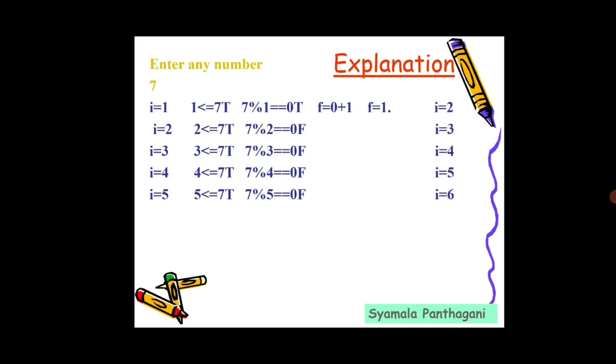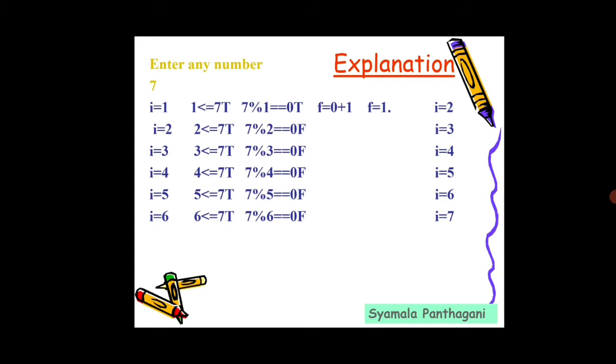i is equal to 5. 5 is less than or equal to 7. That is also true. Now 7 mod 5 is equal to 0. 5 did not divide the number 7. That's why this condition is false. That's why the control doesn't increase the value of f and just goes to the next iteration with the new value of i, that is 6.